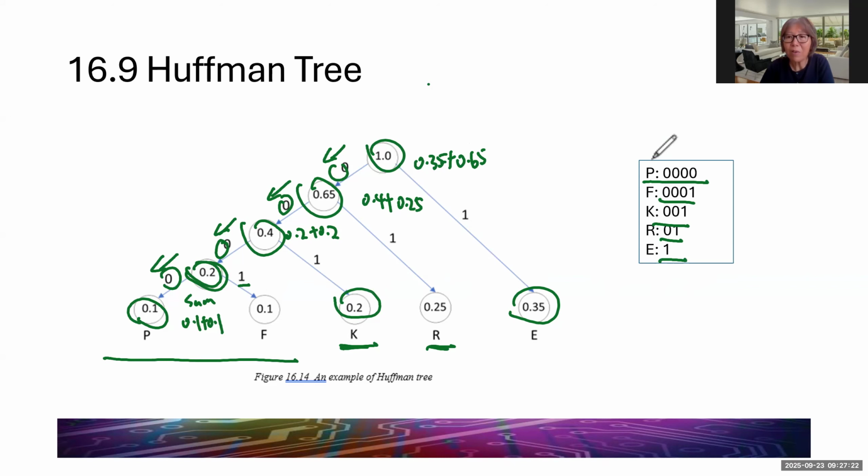For this, you can clearly see it is immediately decodable, as no code is a prefix of another code. So it doesn't violate that condition. So this is called Huffman coding. And it's variable length. Because of the variable length, it can do the compression. It will help a lot for compression.